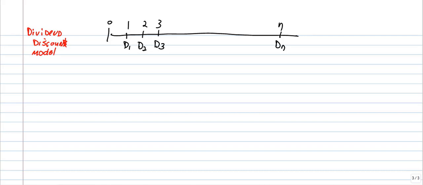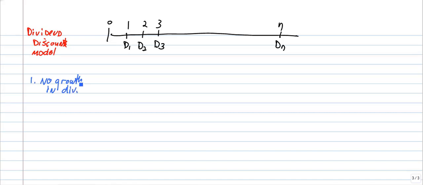So what we have to do is make some assumptions. I would even call them heroic assumptions. We're going to make some assumptions about the growth of the dividend stream. So the first assumption that we make is that there's going to be no growth in dividends.